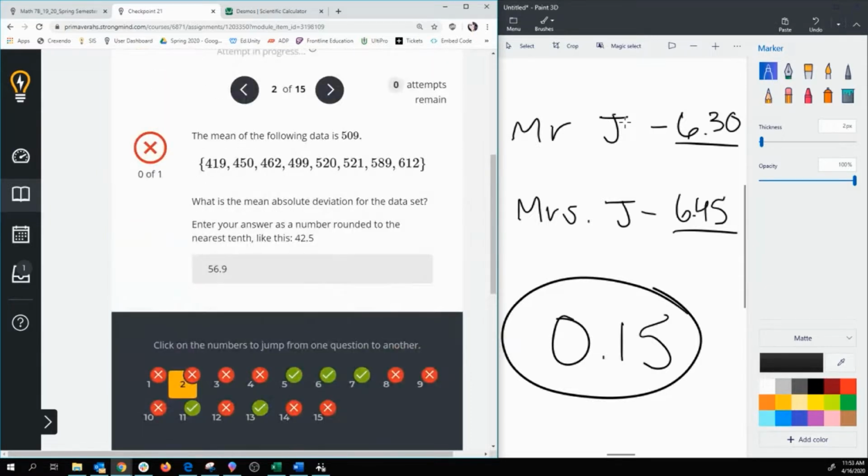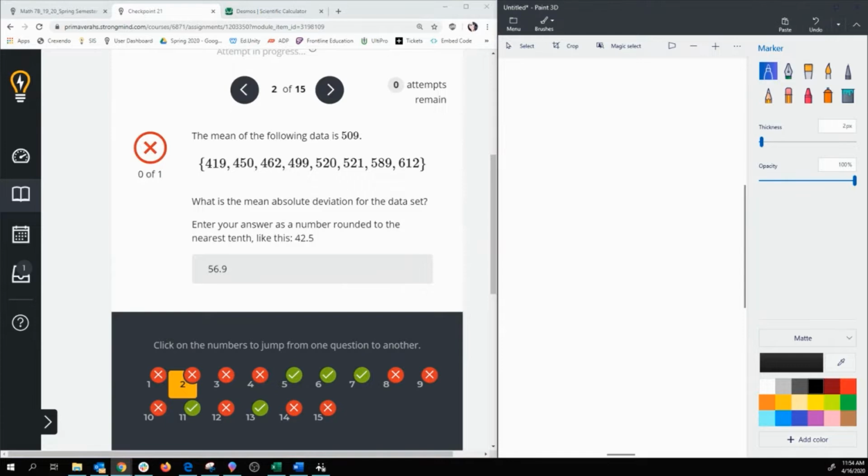All right. Next question that I have is the mean of the following data set is 509. And we want to know what's the mean absolute deviation. The first number is 419. The last one is 612. I'll give you guys a second to find it and let me know when you are ready.